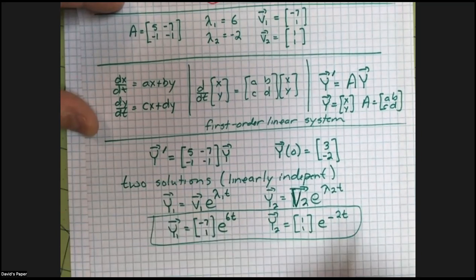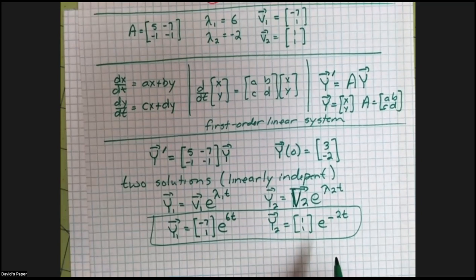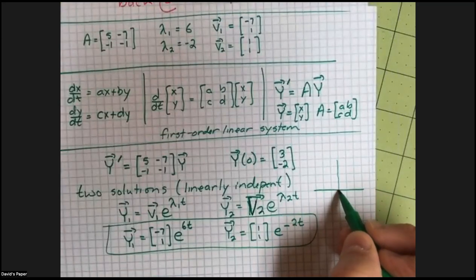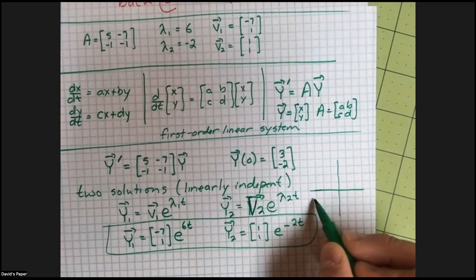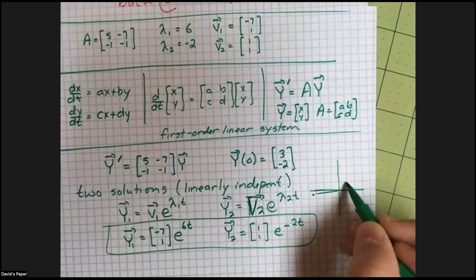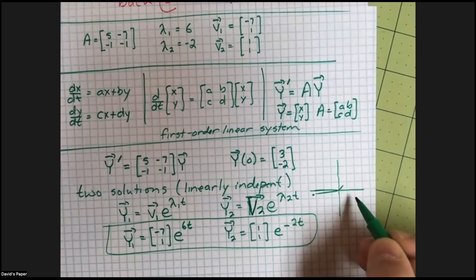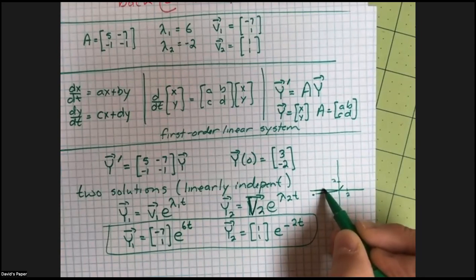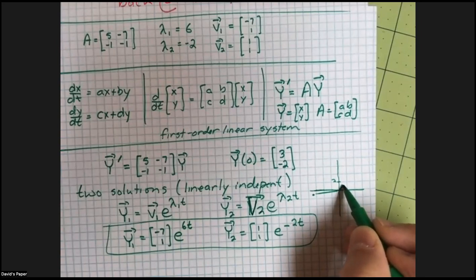These two solutions control the whole system. They're called linearly independent because they are not multiples of each other. The eigenvectors, minus 7, 1, and 1, 1, are not multiples of each other. If I sketch them very shortly over here, minus 7, 1 would be a vector like back 7, down 1, along that line, and 1, 1 would be a vector along this line. Here I'm using a scale of every box is 2 units. So 2, 4, 6, 7, down 1, and 1 over 1.